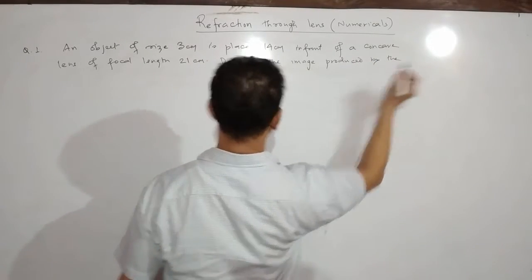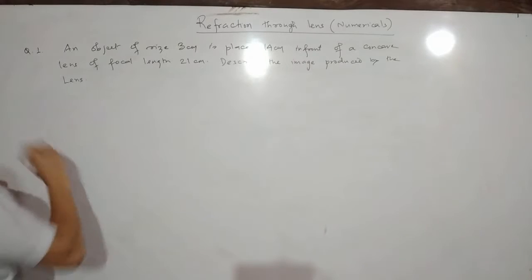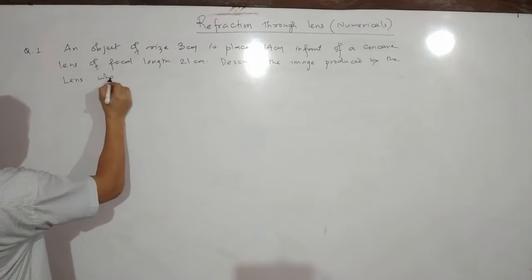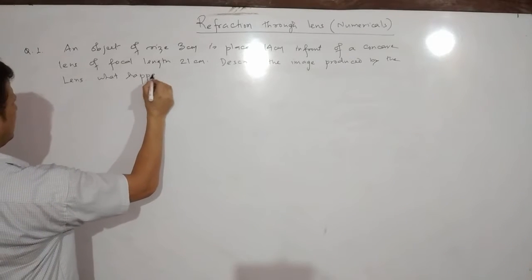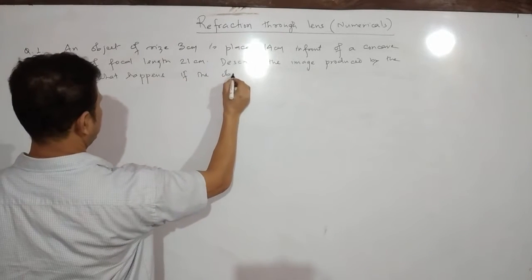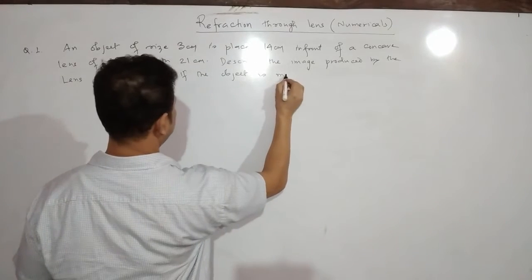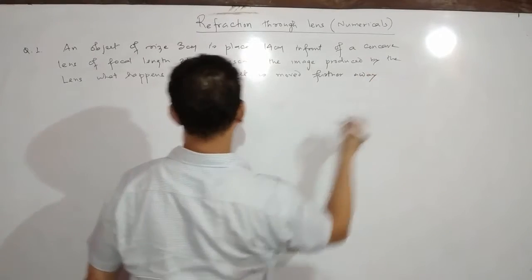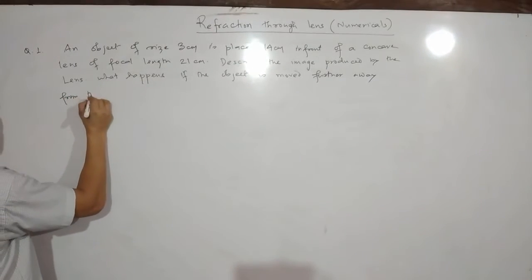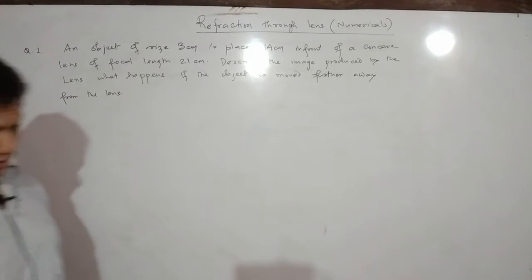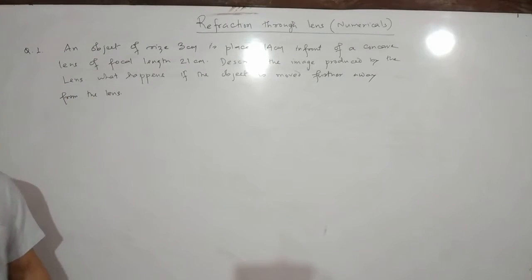Describe the image produced by the lens. What kind of image is formed by the lens, mention that. There is another question nearby: what happens if the object is moved further away from the lens? What will be the nature of the image? So this is the question.